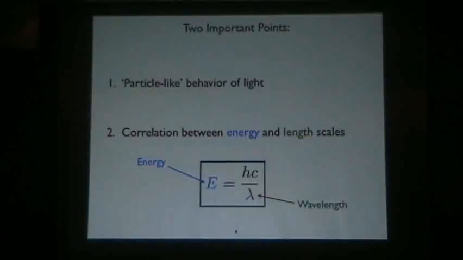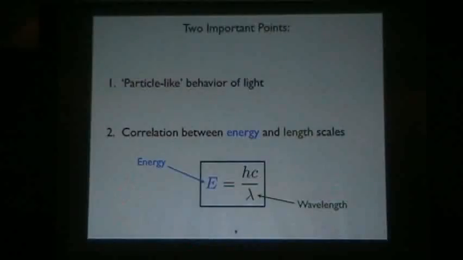So the two important points to take away from this experiment are that light can exhibit particle-like behavior if you measure it in the right way, and there's an intrinsic correlation between energy and length scale. The energy of a photon is determined by its wavelength. So throughout all of high energy physics, we very often talk about high energies and short distances as the same thing, or long distances and low energies as the same thing, because of this fundamental relation between energy and length scale.